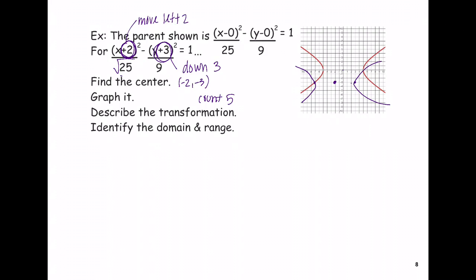When we look at the domain and the range, the domain pertains to our x values. We see that our x values are less than or equal to -7, or x is also greater than or equal to 3. When we look at our range, we look at our y values. We see that our y values are going to go to infinity in both directions, so it's all real numbers.